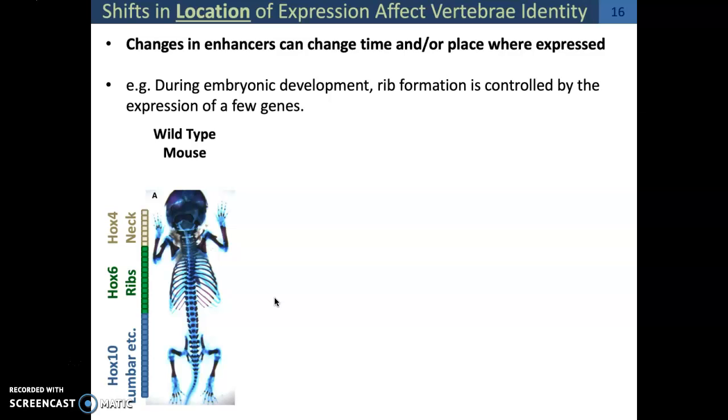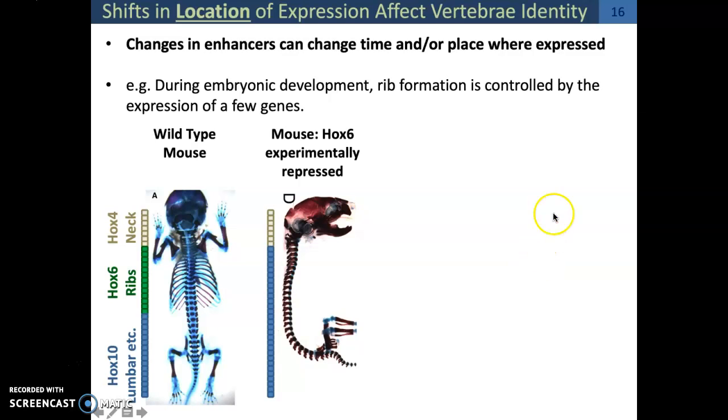Now, what if we played around with that and tried to turn up the Hox genes or turn down the Hox genes? So here's a really cool example. This is what a mouse would look like if the HOX6 gene was experimentally repressed. And repressed is just a fancy term for shut down or turned off, right? So we're seeing that this green, representing HOX6 in this chromosome, is not present in this chromosome. So the phenotypic expression you can see of that is that there aren't any ribs here.